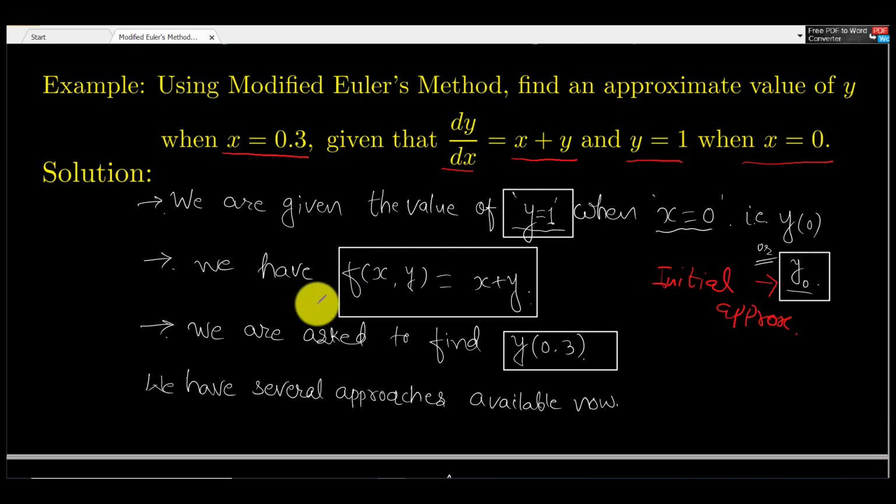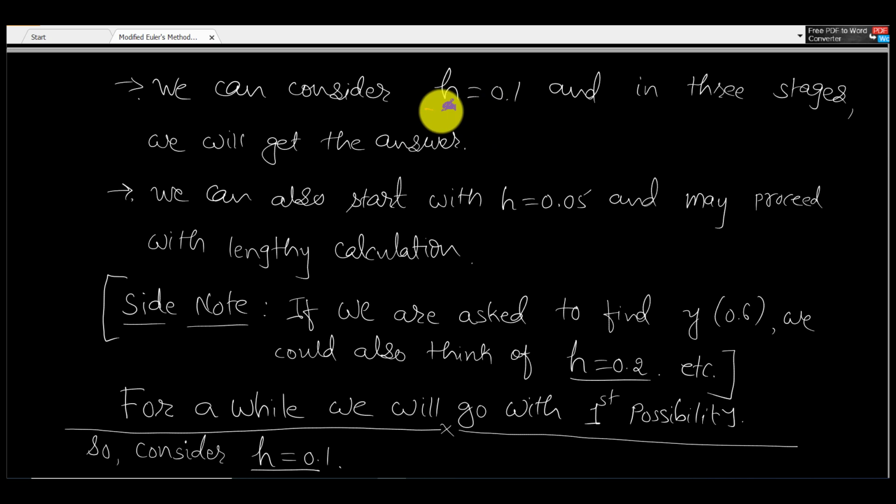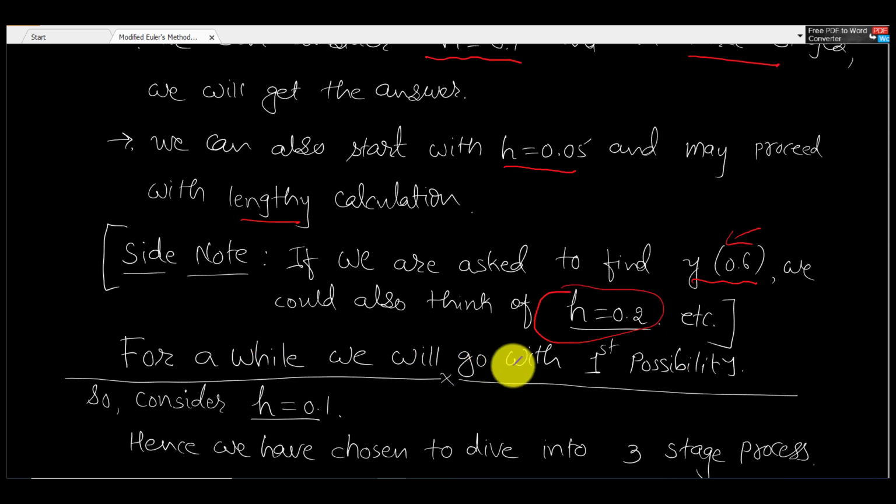Okay, we have f of x y equal to x plus y. We are asked to find y at 0.3, right? Now we have several approaches here. I am quickly showing you these approaches. We are going to consider h is equal to 0.1, and hence our process will be a 3-stage process. We can also start with h is equal to 0.05 and may proceed with a bit lengthy calculation, obviously. If we are asked to find y at 0.6, suppose this is the modification in our problem, then we may think of considering h is equal to 0.2 and then you may proceed further. Okay. So for a while we will go with the first possibility.